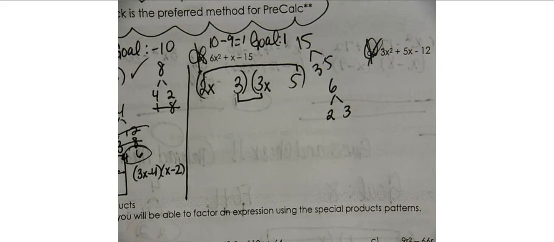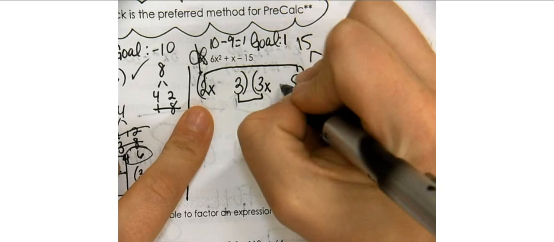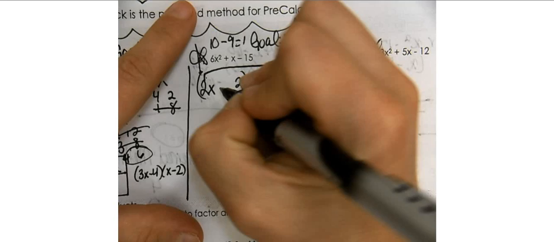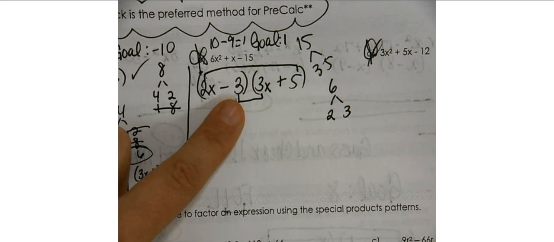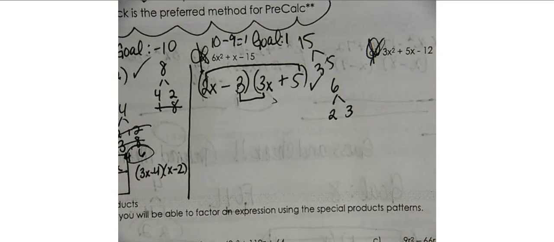So I need 10 to be positive. So that would mean 2 times 5, I would need that to be a positive 5. Minus 9, so that I would need that 3 right here to be negative. Let me see if that works. 2 times 5 is 10. 10 minus 9 is 1. Oh my gosh, I just figured it out.